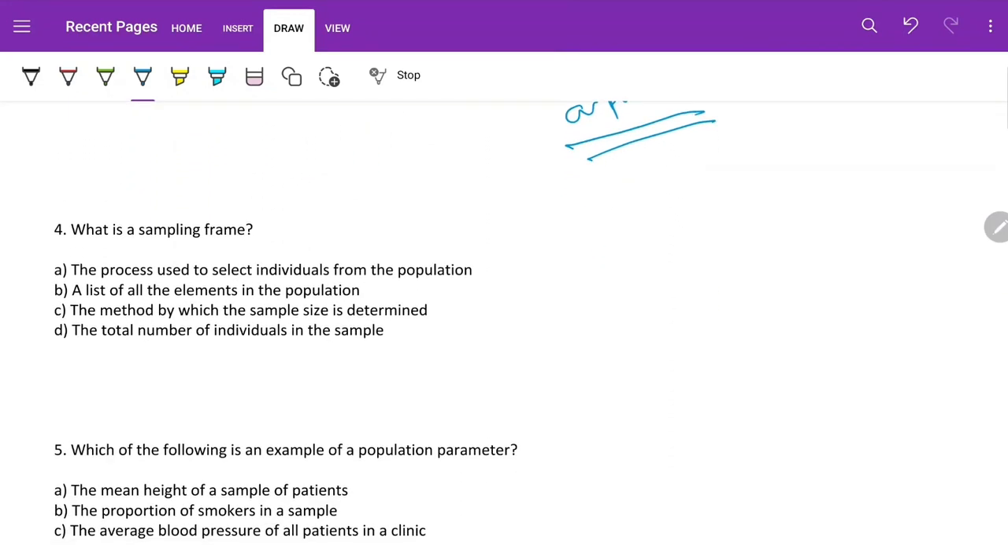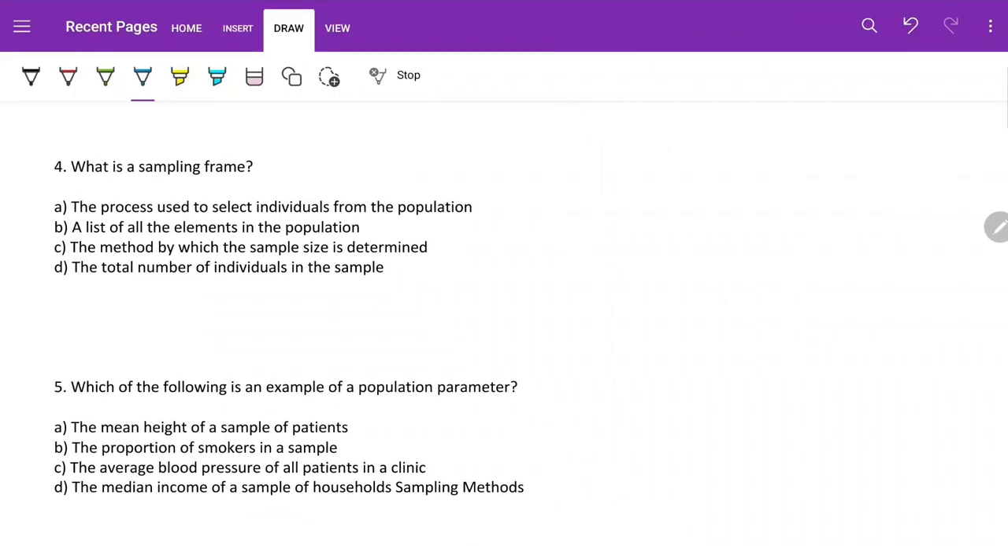What is sampling frame? The process used to select individuals from the population. No. A list of all the elements in the population. The method by which the sample size is determined, no. The total number of individuals in the sample, no. The total number of individuals in the sample is what? Sample size, denoted by small n.